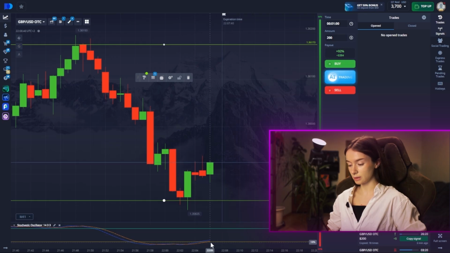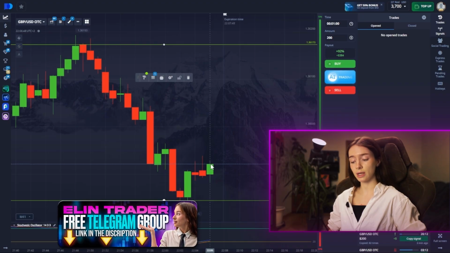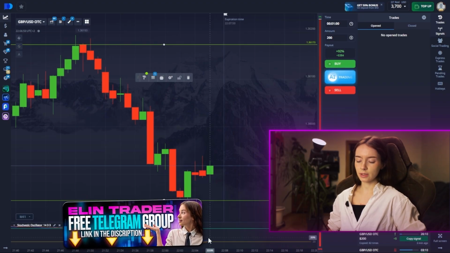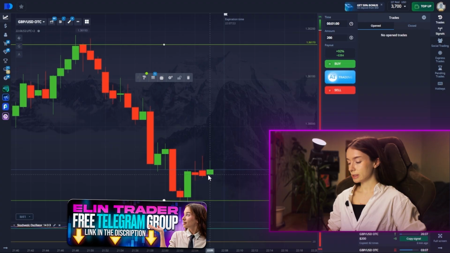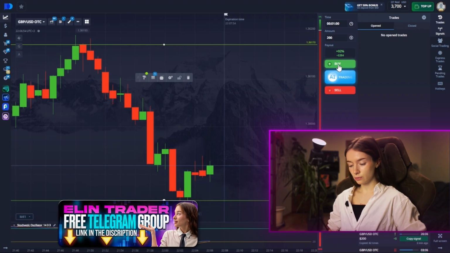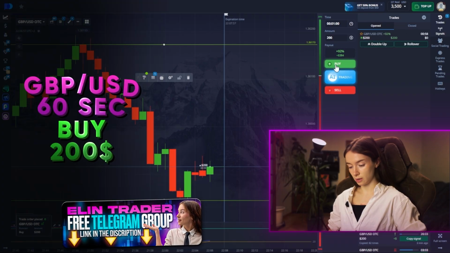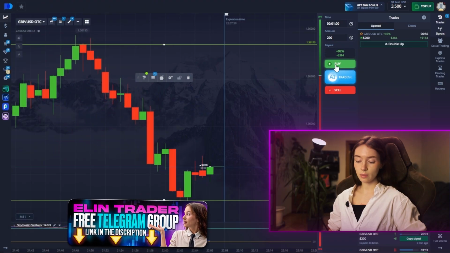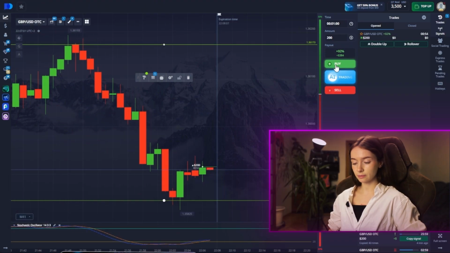I look at the stochastic. There's a crossover near the 20 level, the lines are close and near the level. I can wait for a small pullback and enter a buy or trade with the trend. The indicator suggests a possible entry. So I wait for a slight pullback and enter a buy. That's it. Now we observe how the chart develops.